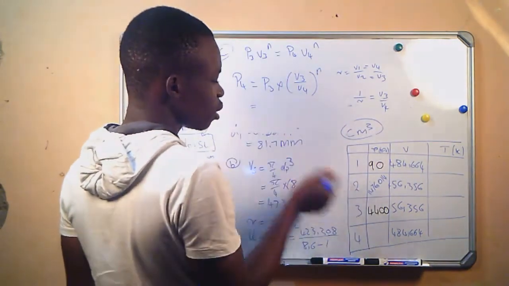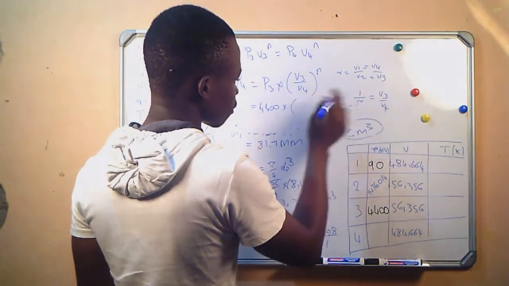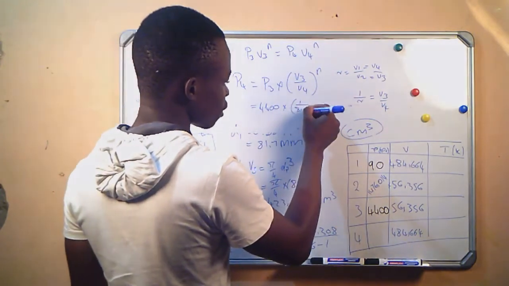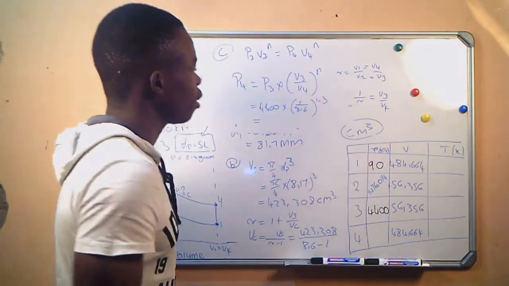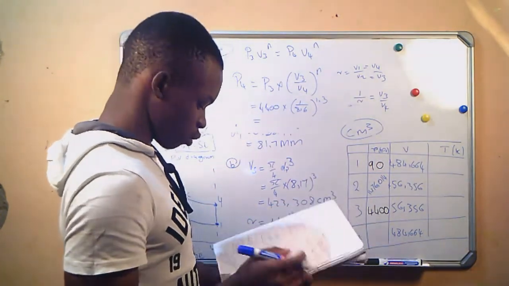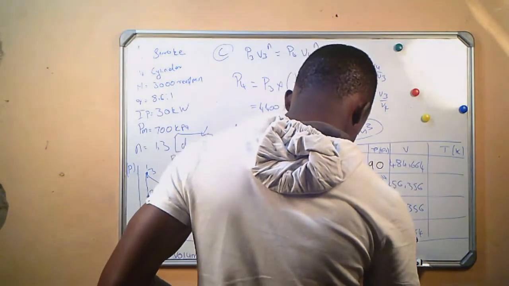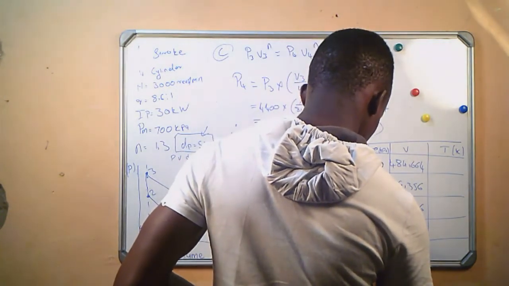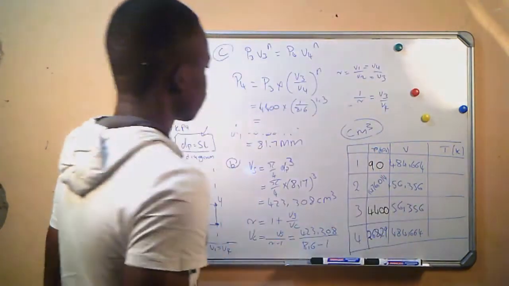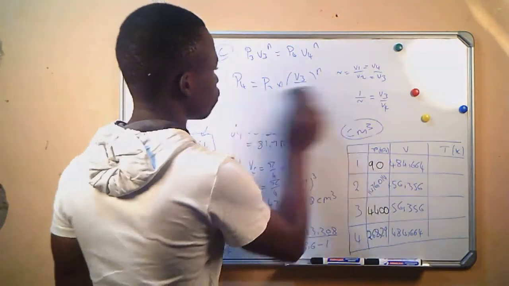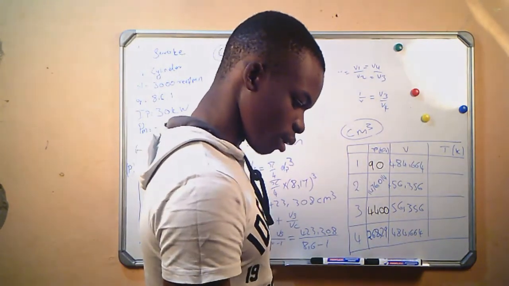And we are going to say our P3 is 4,400 times the ratio, 8.6 raised to n, which is 1.3. And we get that our P4 is equal to 268.29. That's the value of our P4. And we go to the next question, which is question number D.